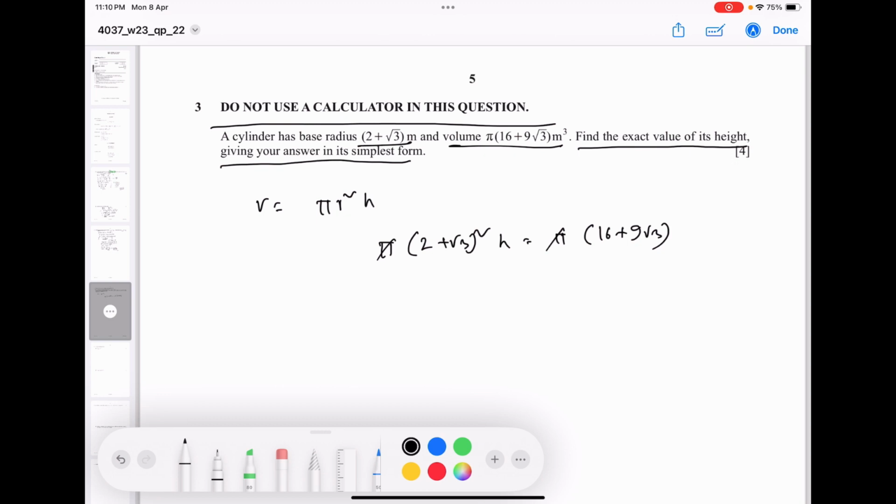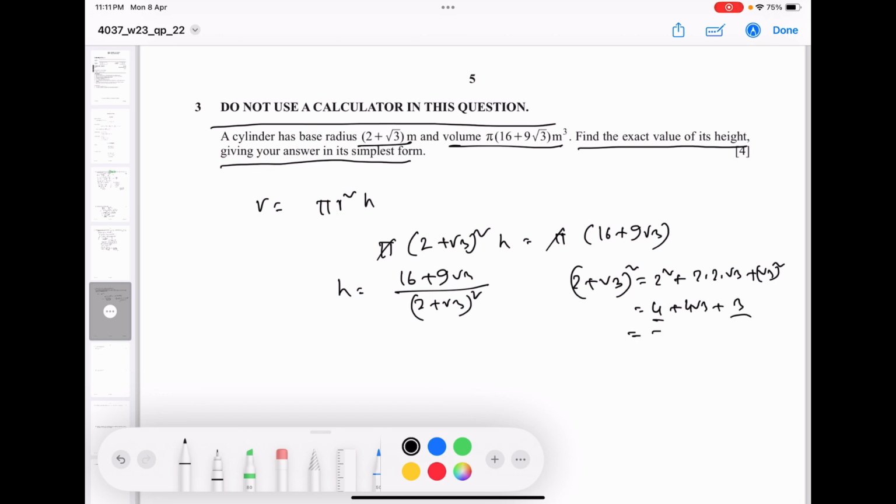Pi is cancelled, and h equals (16 plus 9 root 3) divided by (2 plus root 3) whole squared. We can simplify (2 plus root 3) whole squared as 2 squared plus 2 times 2 times root 3 plus root 3 whole squared. Let us simplify now: 4 plus 4 root 3 plus 3, then 4 plus 3 is 7, plus 4 root 3. So we can write (16 plus 9 root 3) divided by (7 plus 4 root 3). So this is the fraction.